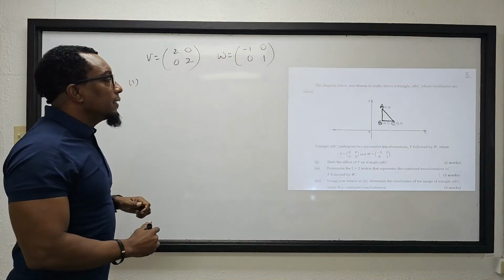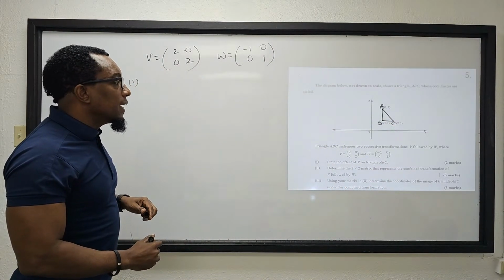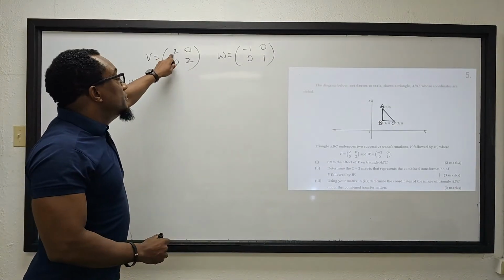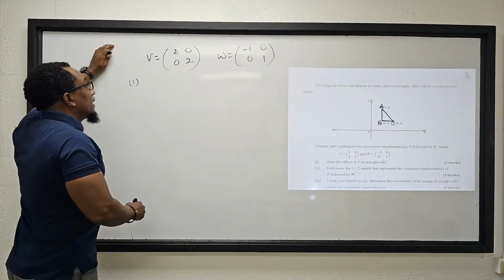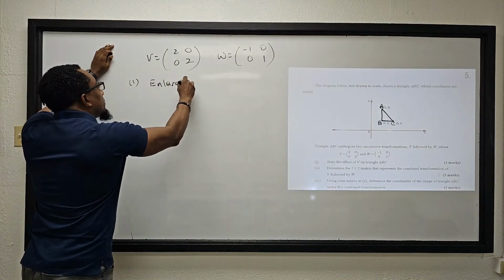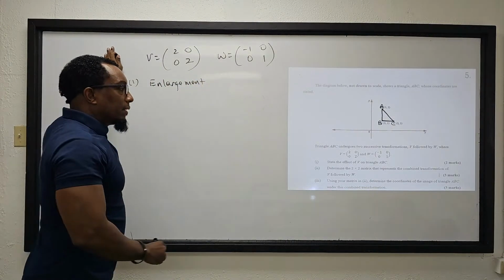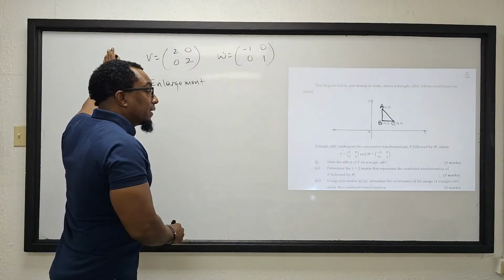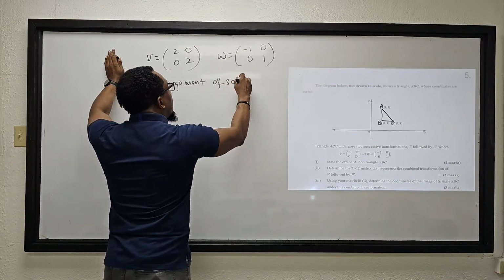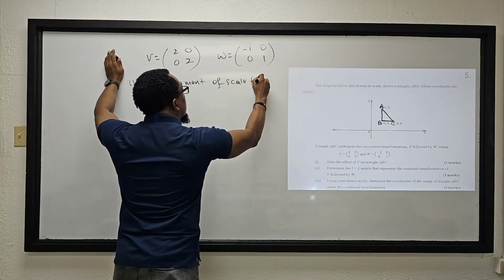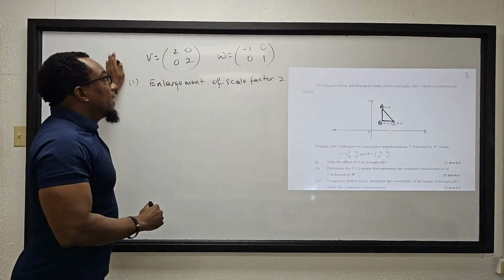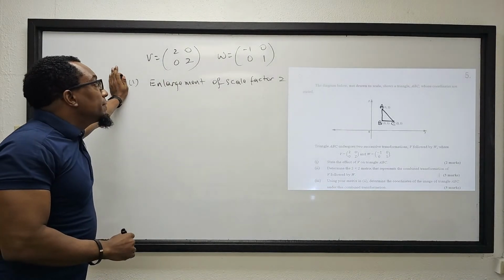And the effect of V on triangle ABC, this will be an enlargement. Because when we see the setup like this, for an enlargement 2 by 2 matrix, it's an enlargement. So the effect of V on triangle ABC, V will be an enlargement of scale factor 2. Alright? An enlargement of scale factor 2.